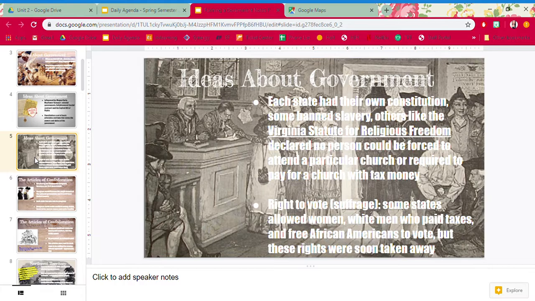Just a document saying these are the laws and rules of our state, and this is how our state's going to work. A bunch of the states had done that. For example, in Virginia, one of the rules of their state was they passed the Virginia Statute for Religious Freedom that said no person could be forced to attend a particular church. You were free to worship as you please or not worship as you please, and you did not have to pay a tax to the church either.